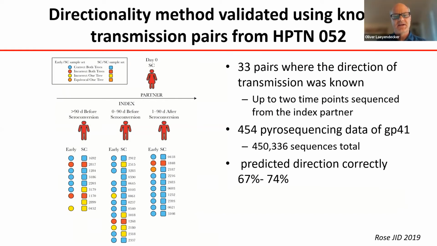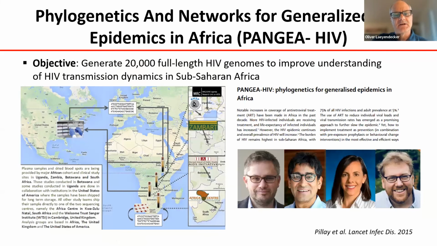And based on this data, we showed, and this is 454 sequencing of the GP41 fragment, so this is just a very divergent or diverse fragment of HIV, that we could predict correctly about 70% of the time. This helped, hopefully, I'm thinking it helped influence what was done in PANGEA.